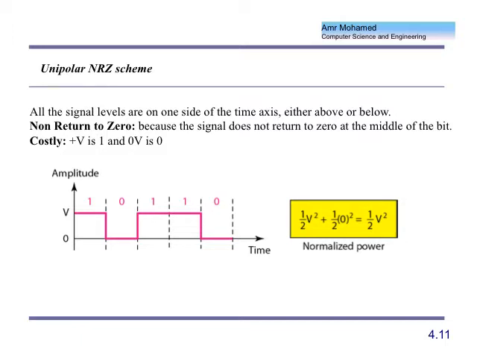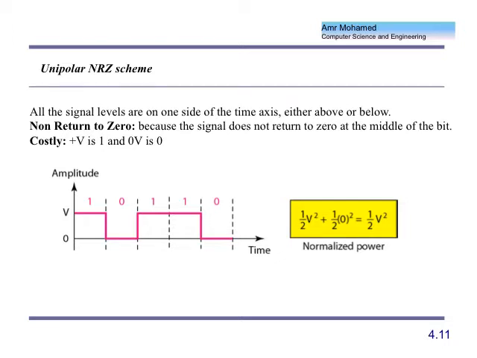if I have repeated 1s or repeated 0s, what will happen? If I have all 1s, I will have a straight signal of positive voltage. If I have consecutive 0s, I will have a straight signal of 0. Okay? So what is the implication of this? The implication of this is actually enormous.